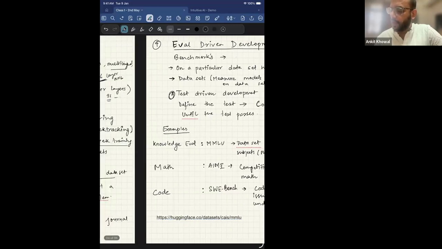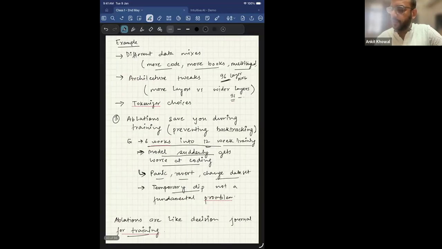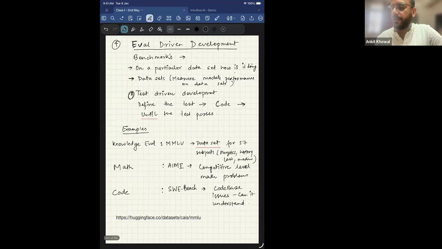Now, the first part is this ablation, and the second part is eval-driven development, right? So in the normal software development lifecycle, what do we use?